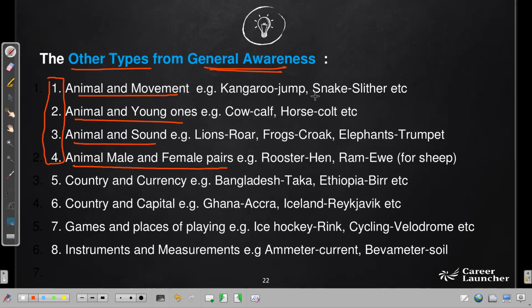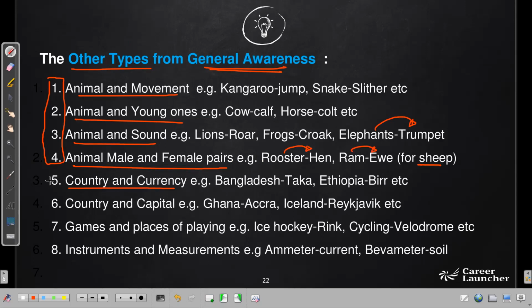Like kangaroos jump, but snakes slither; cow, calf; horse, colt. While what are the sounds? Lions roar while frogs croak, while elephants trumpet. Animal male and female: rooster and hen, while ram and ewe is for sheep.